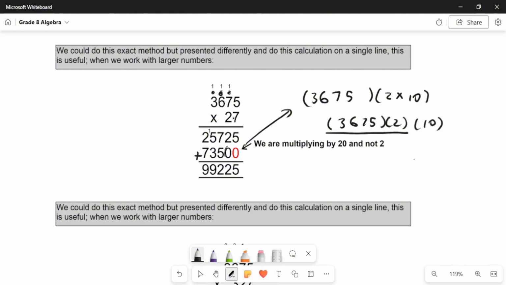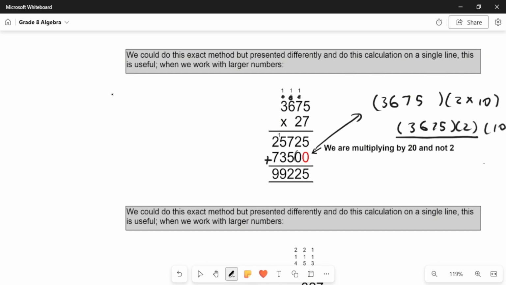If you don't understand this approach, what we're doing here is effectively the same as saying 3675 into 20 plus 7. Can you see? 3675 multiplied by 27 is the same as 3675 multiplied by 20 plus 7. And so what we have here now is the same as 3675 multiplied by 20 plus 3675 multiplied by 7.